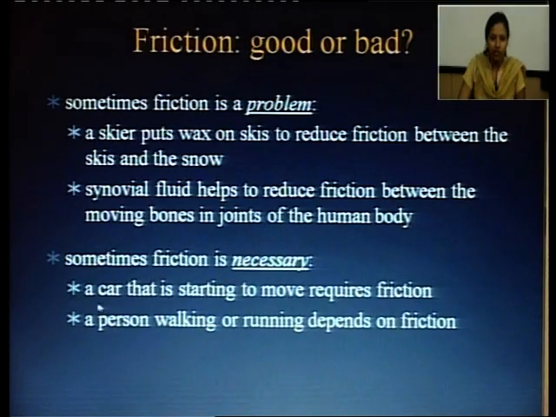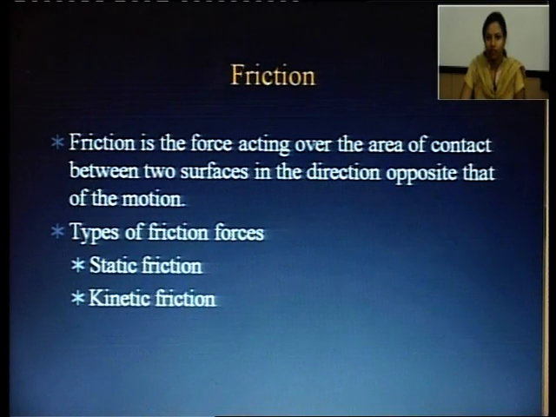Sometimes friction is necessary. A car that is starting to move requires friction, and if we want to walk or run, it depends totally on friction. If there is less friction, then it is very difficult to walk or run. If there is more friction than required, then it is also difficult, but if there is sufficient friction, then a person can easily walk or run on any surface. So, friction is a problem as well as a necessary thing, depending upon what type of situation we are facing.